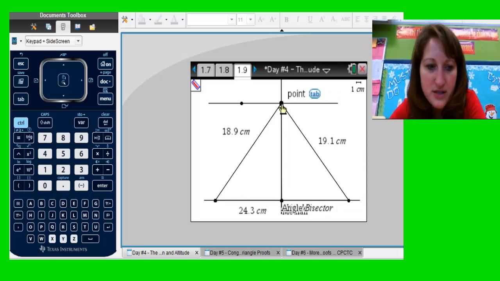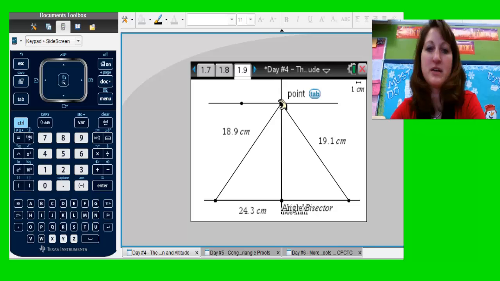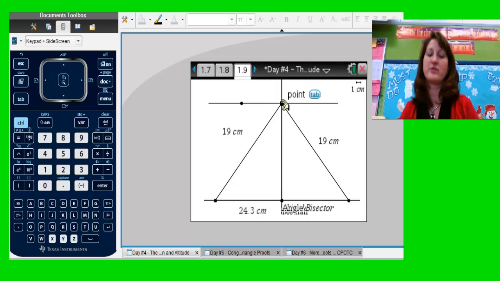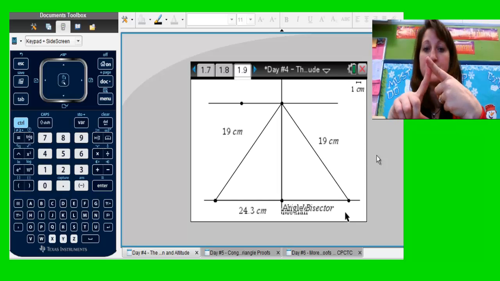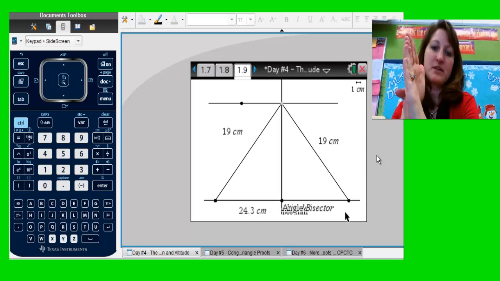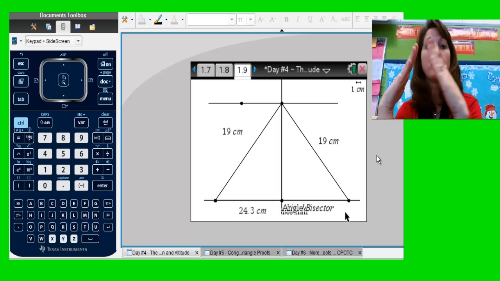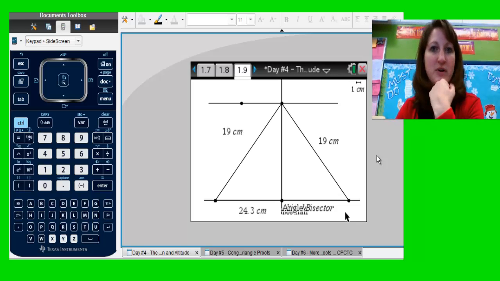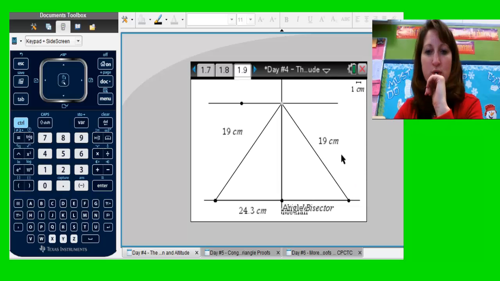Now, one thing is that the 18.9 and the 19.1 are pretty darn close to being equal. Again, the closer I get to actually being one right on top of the other is where I get those two to be equal. So the altitude, the angle bisector, and the median all come together to be the same segment when you have an isosceles triangle, when you have two sides that are equal. Again, we talked about that back in the video dealing with equilateral and isosceles triangles, but I just wanted to talk about it one more time so that you really make sure that you remember that.